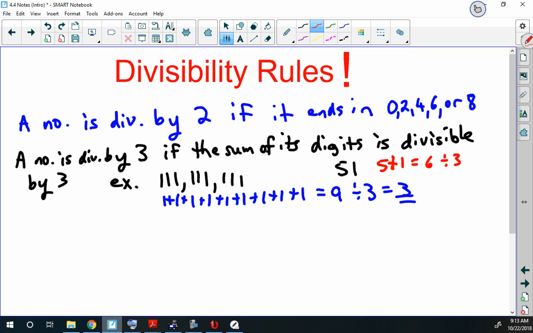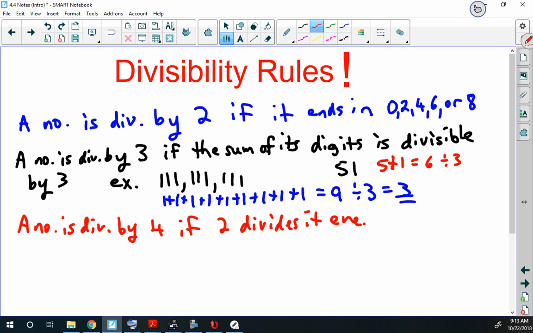Well, the next divisibility rule is for 4. A number is divisible by 4 if... There are 2 different ways you could go about this. One of our students in this class earlier mentioned something about it going in an even number of times. If 2 goes into it evenly, this works. So you could say a number is divisible by 4 if 2 divides it evenly.